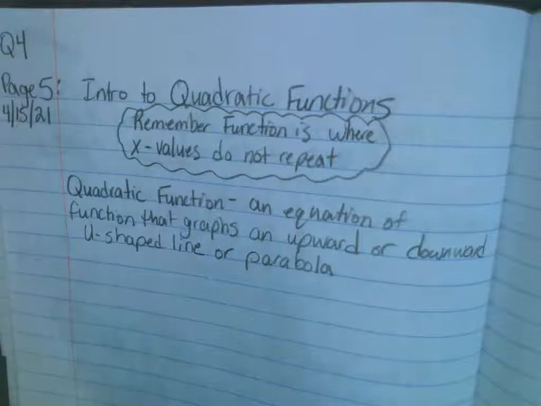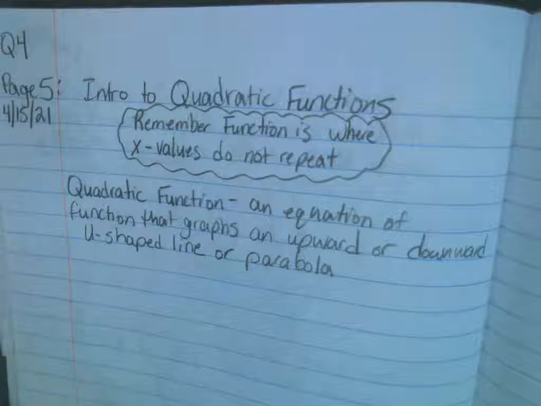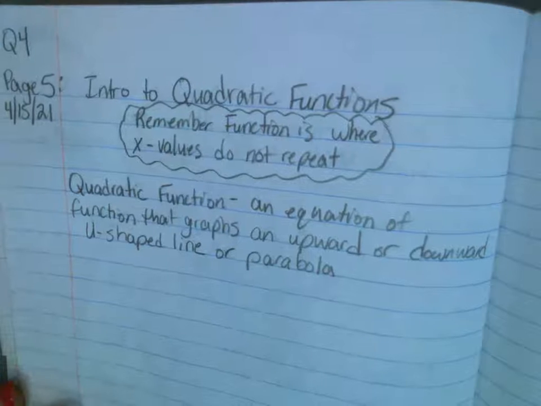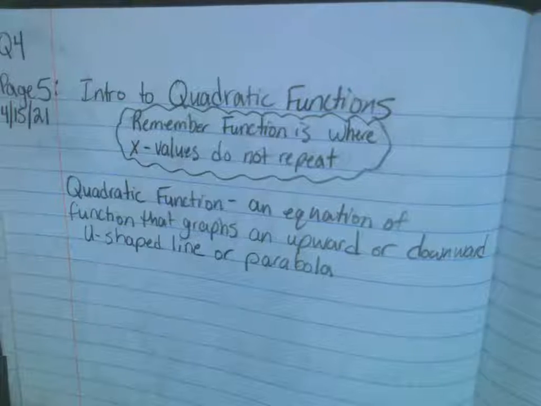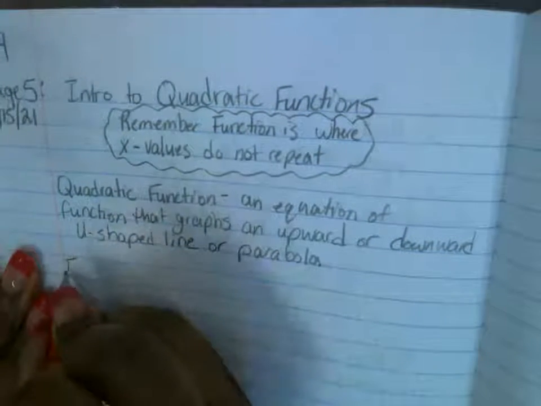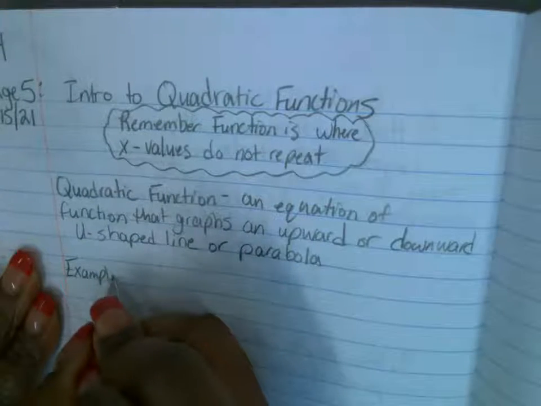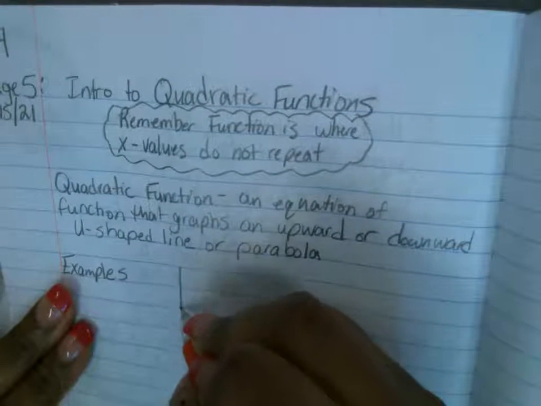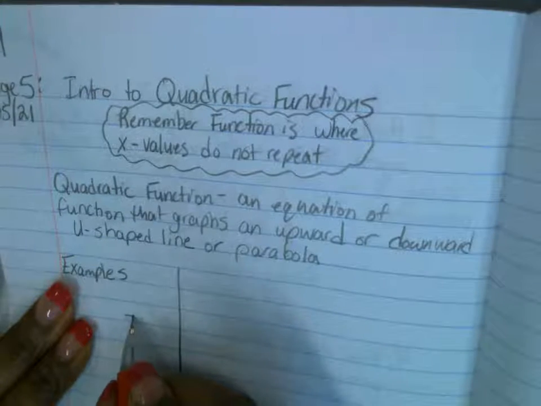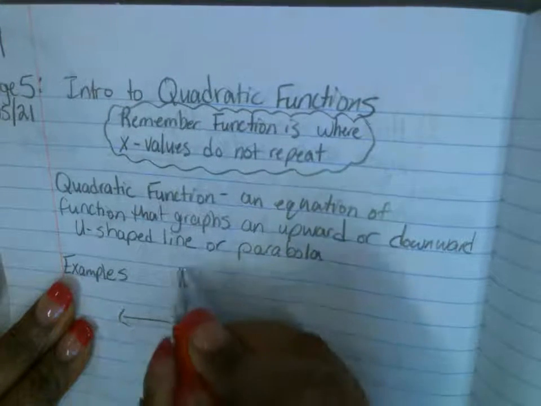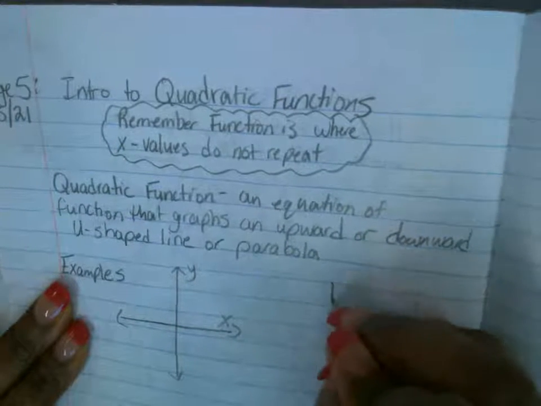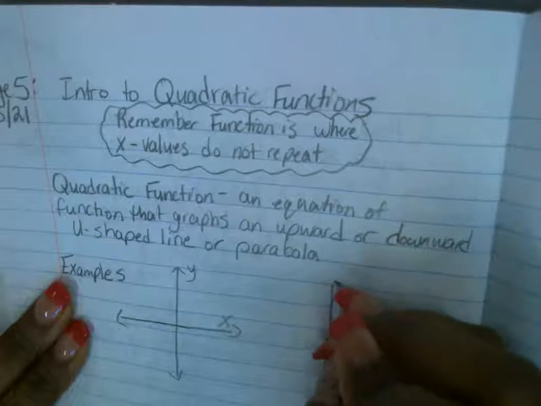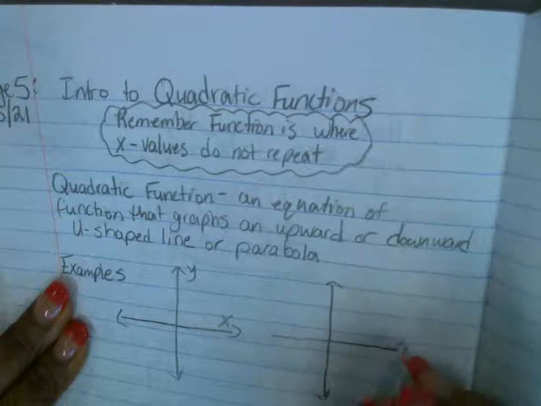Either the U is going upward, where it looks like a U, or it's going downward, where it's an upside down U. Some people draw their ends that way. Now we're getting into examples of what parabolas look like. We're going to draw 2 coordinate planes, with an x-axis and a y-axis, just like we did with linear functions and exponential functions.